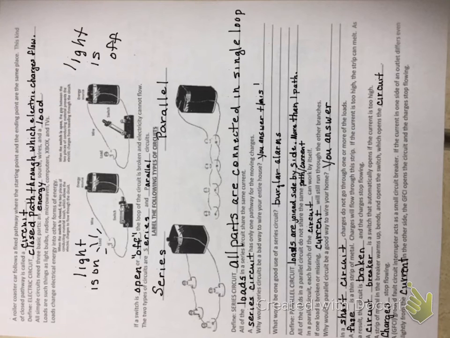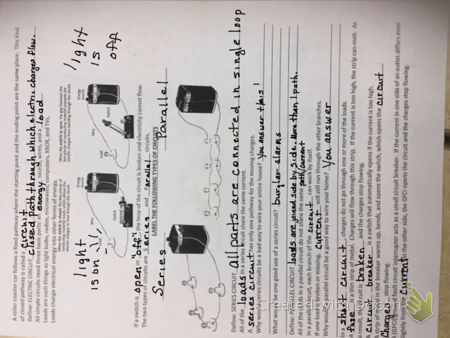With a circuit breaker, this is a switch that will automatically flip open if the current is too high. What happens here, and I'll show you some videos of this, a strip of the metal in the breaker warms up and bends and opens the switch, and that opens the circuit. It kicks it off or open, and so the charges stop flowing. Now these are all safety precautions, okay? Nobody wants to have a house fire.